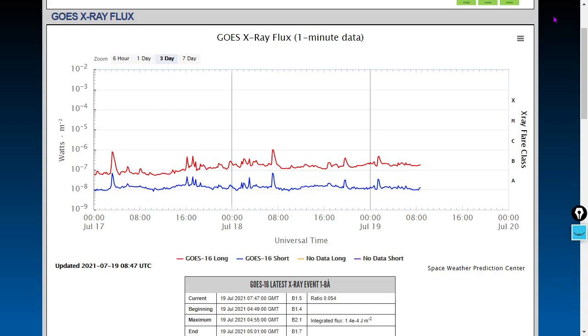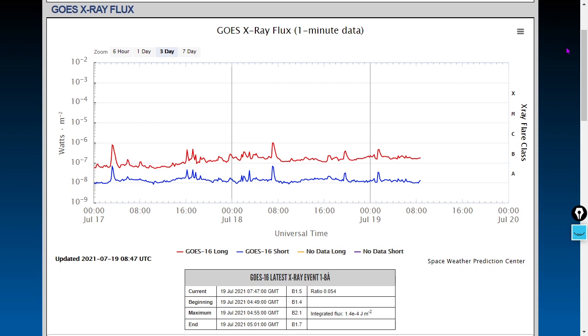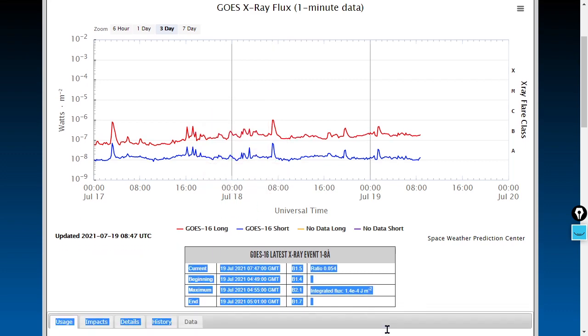Let's look at some X-ray data here from the GOES 16's sun-facing suite of instruments. No major flares here over the past 3 days. One was right on the line between B and C class. And it looks like it was actually a B class from the way the latest looks.